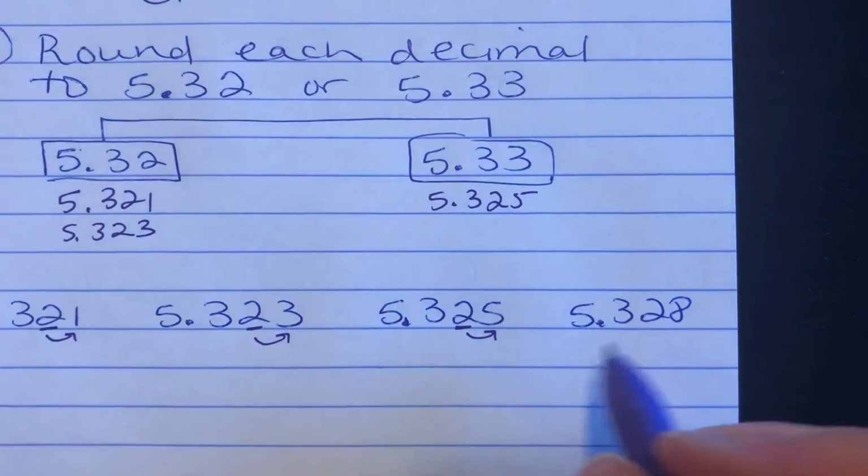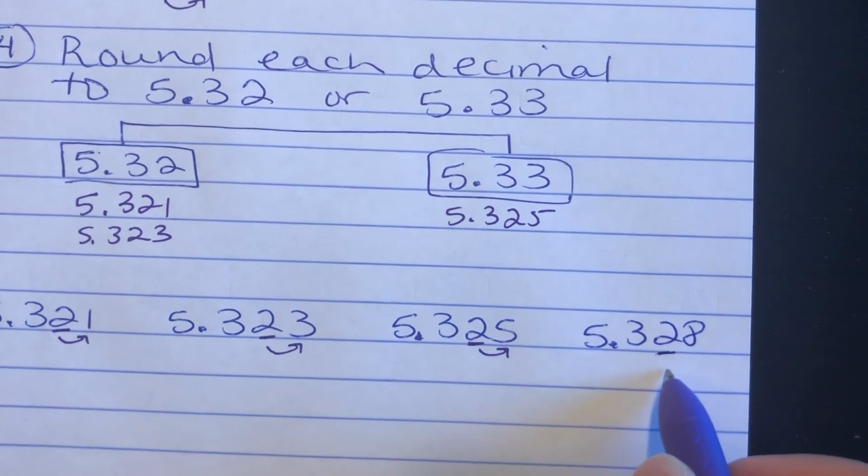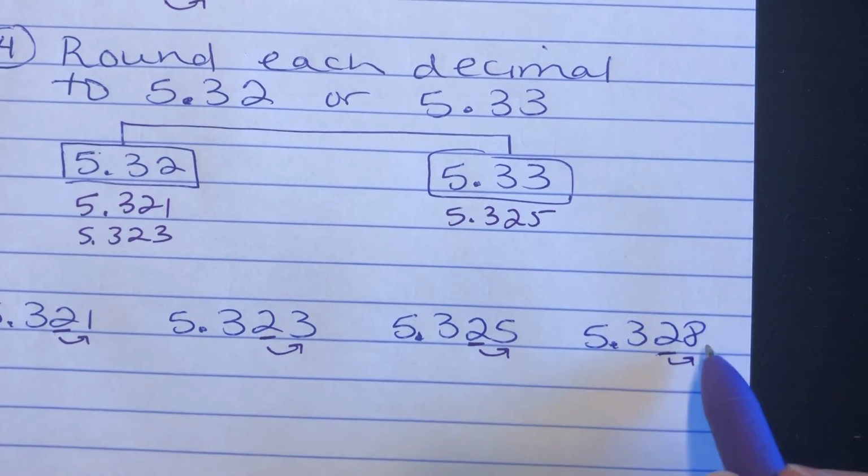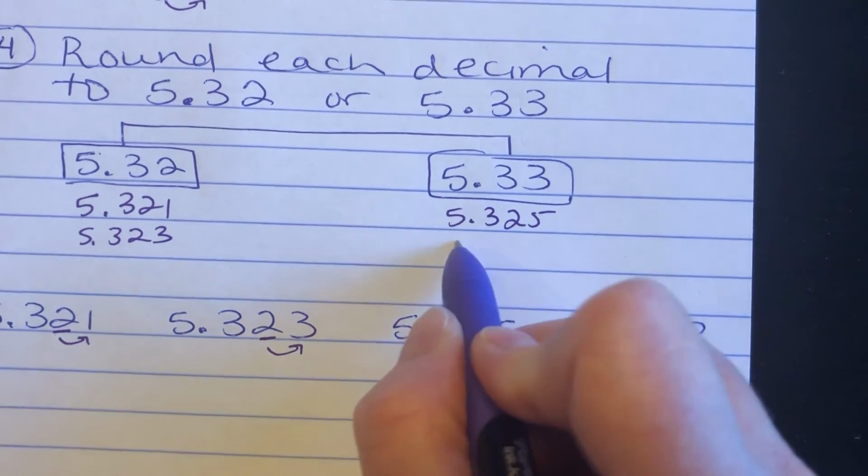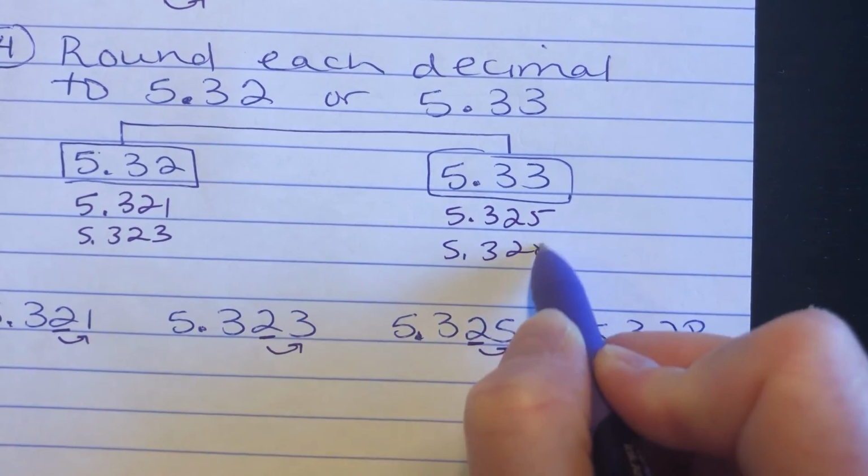The last one, where would this one go? Okay, this 2 is in the hundredths place. The number next to it is 5 or more. So this would bump up to 3. So I'm going to write 5.328 here.